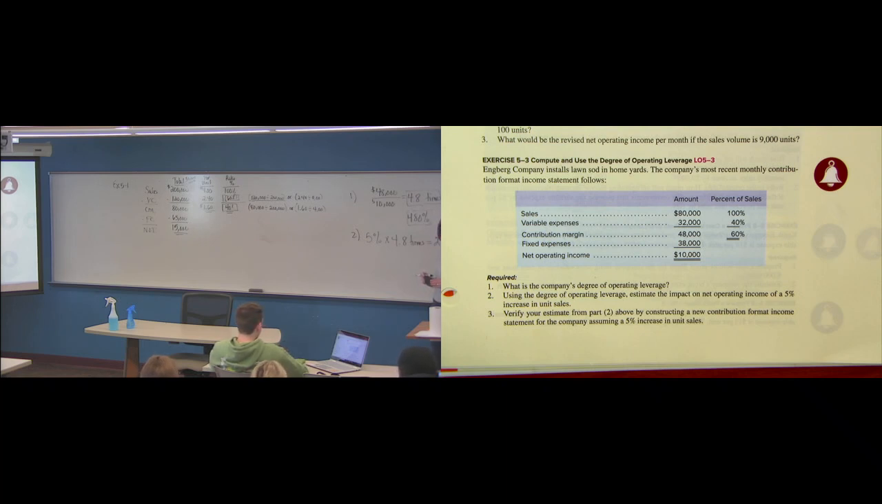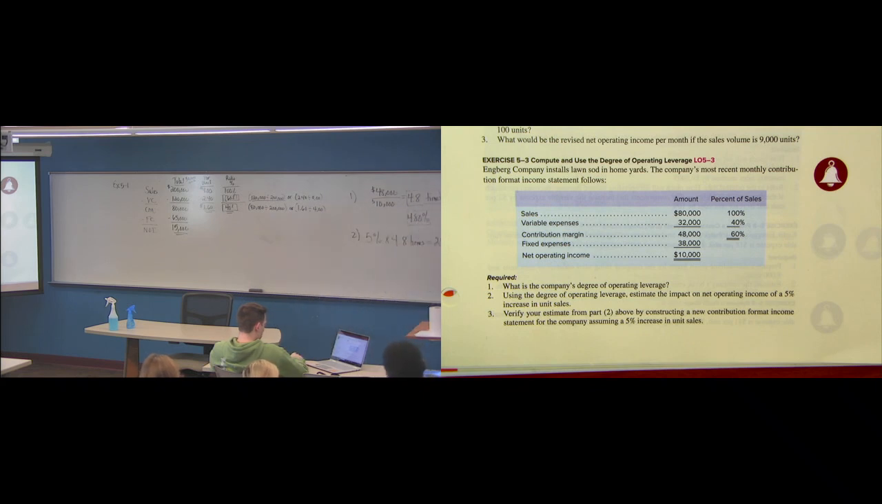So let me ask you a question. I'm going to show you the solution here. Tell me the variables that all go up by 5% because your unit sales increased by 5%. Sales, variable cost, contribution margin. And fixed expenses will do what? Stay the same, because there's no mention of those increasing for any particular reason.